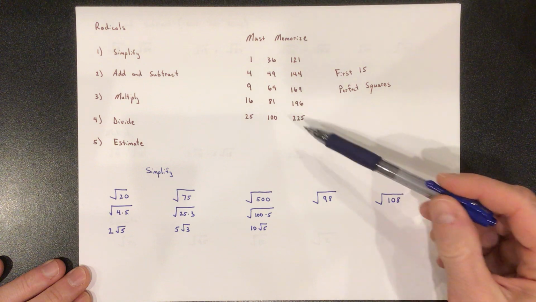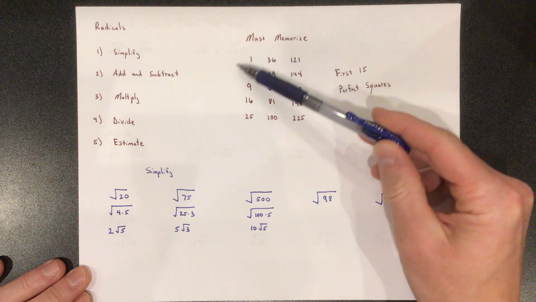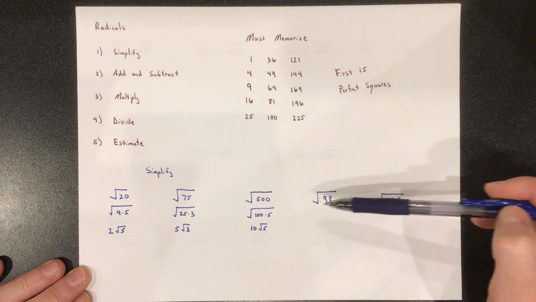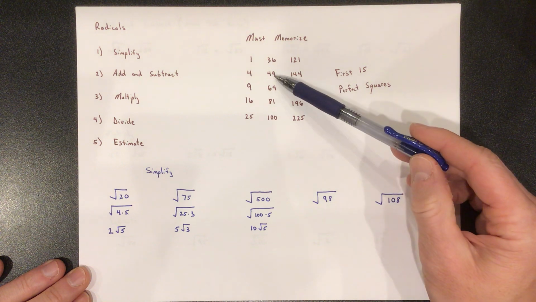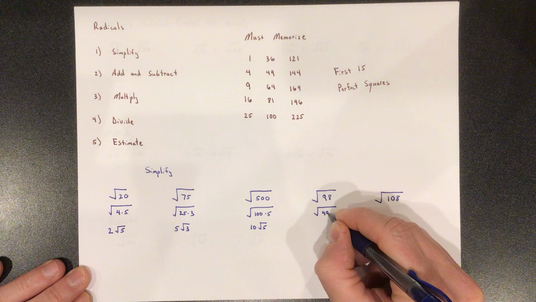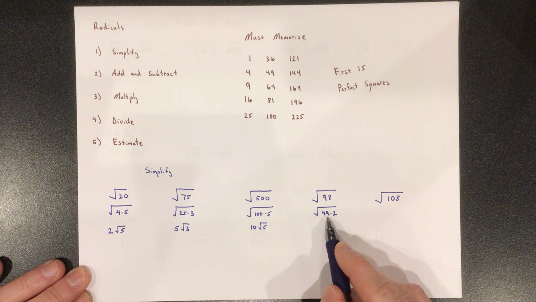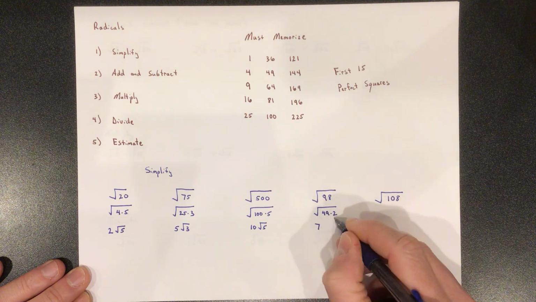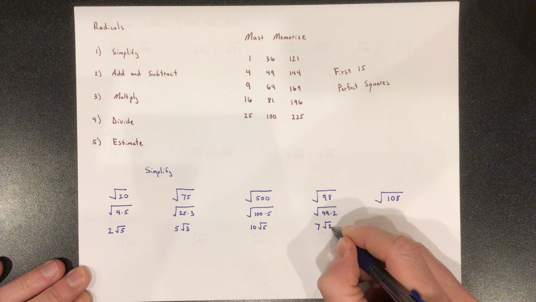98. That one's tricky. What's the biggest one of those that goes into 98? Ooh, 49. 49 times 2. The square root of 49 is 7, and the square root of 2 has to chill out.